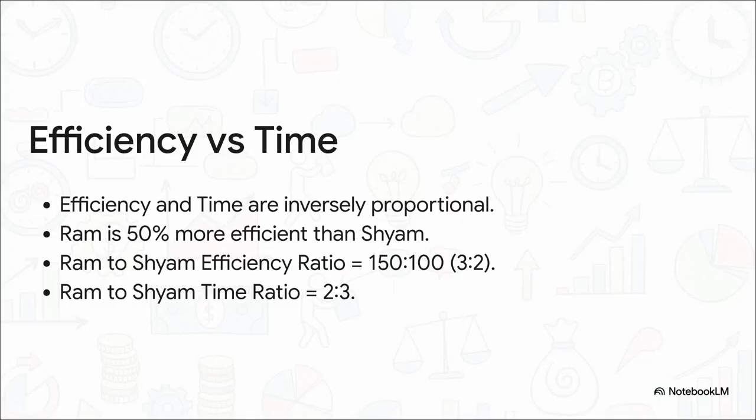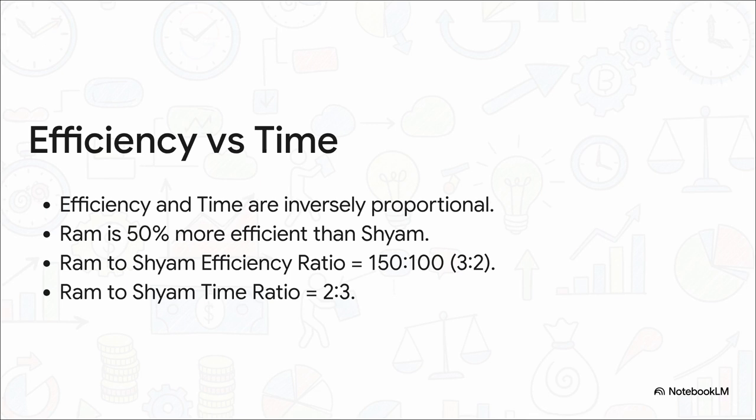Let's anchor this with a specific example straight from the source material. Say we have two workers, Ram and Sham. Ram is 50% more efficient than Sham. So if Sham represents our baseline of 100% efficiency, Ram is operating at 150%. That gives us an efficiency ratio of 150 to 100, which simplifies beautifully to 3 to 2. And because of that golden rule of inverse proportionality we just talked about, we simply flip that ratio to find the time taken. The time ratio of Ram to Sham perfectly inverses into 2 to 3.